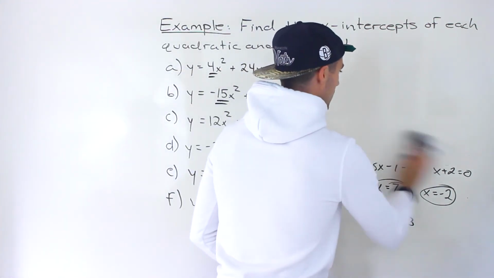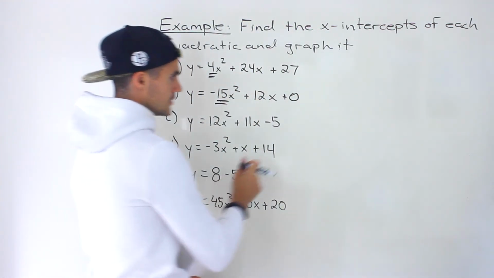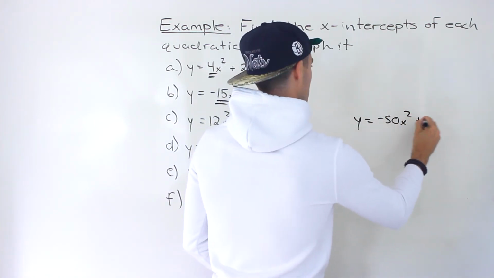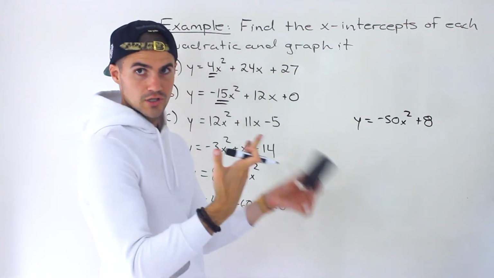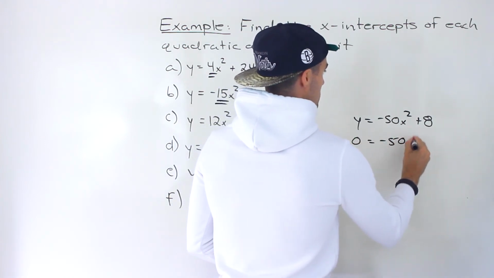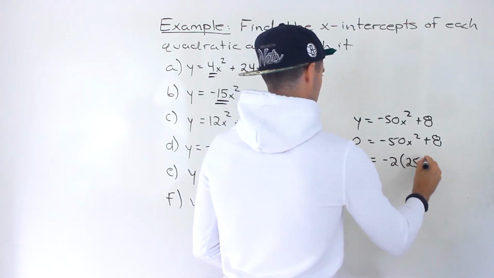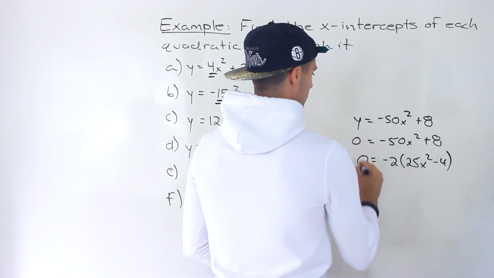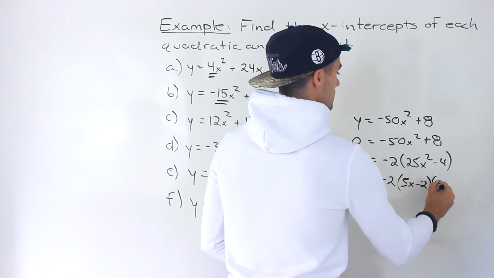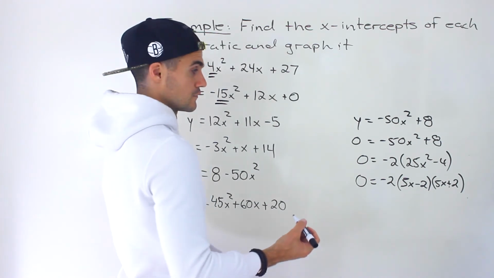And then part E, we got 80 minus 50x squared. So this I'm actually going to rewrite as -50x squared plus 8, like that. Rearrange it so the leading coefficient is first. To find the x-intercepts, we could take out a -2 from everything, like that. And then this here factors into 5x minus 2, 5x plus 2, like that. Right? That's a difference of squares.